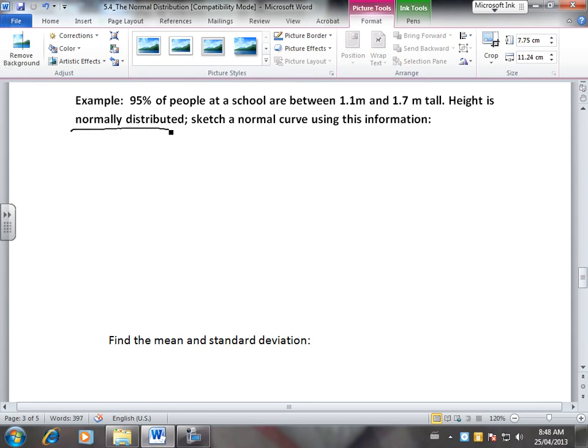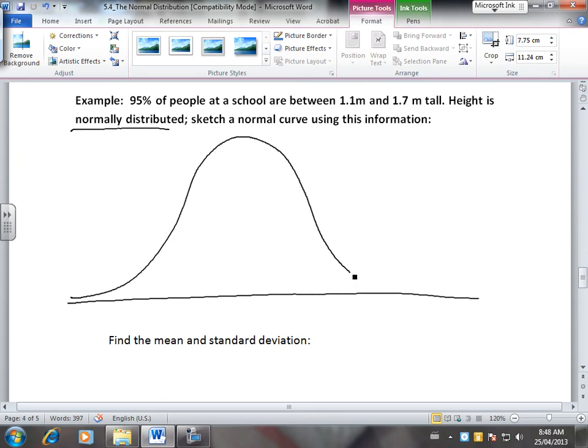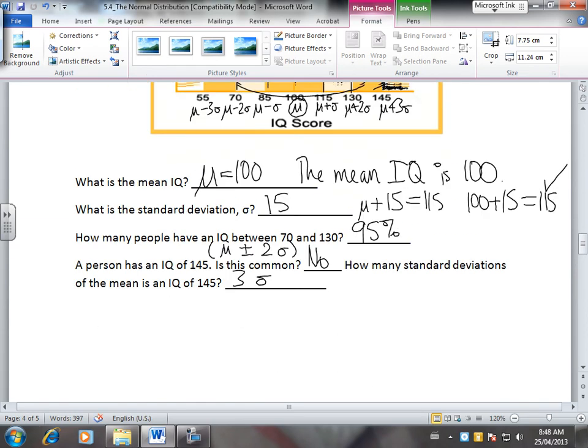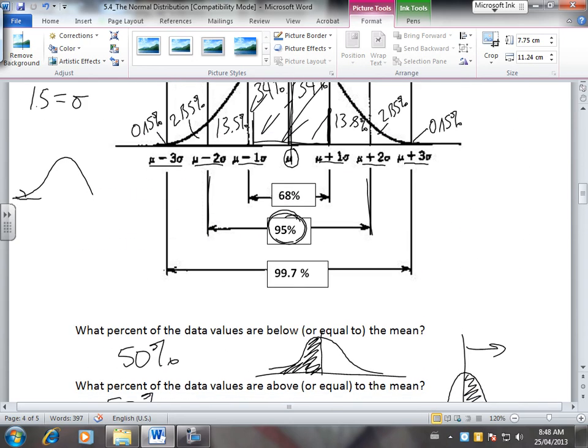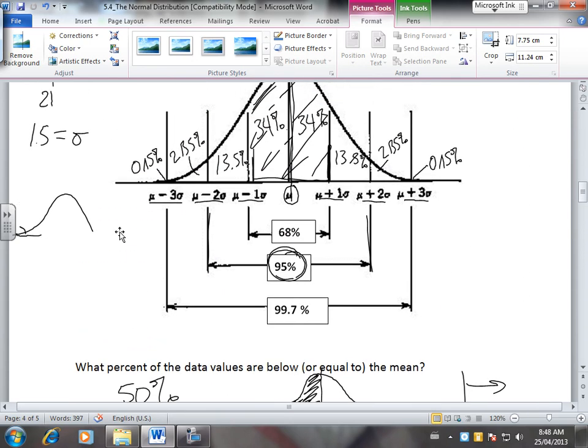So I'm going to just start by sketching out a bell curve. It doesn't have to look perfect, it just has to look approximately like a bell curve. I can draw a line down the middle, and I'll label that mu, but I don't know what mu is yet. So this 95%, I need to find out in terms of standard deviation. 95% is 2 standard deviations on either side of the mean.